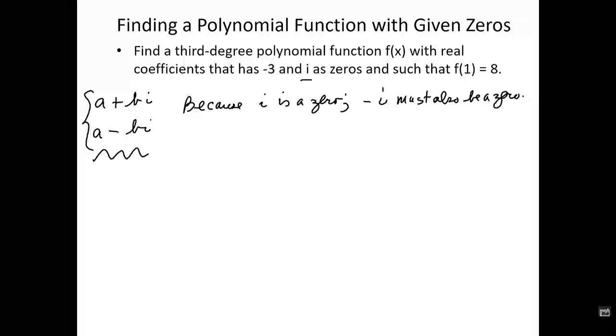So now let's use the linear factorization theorem to answer the question, to find a third-degree polynomial function with real coefficients with these properties. By the linear factorization theorem, we have that f of x is equal to a sub n times x minus c1 times x minus c2 times x minus c3.